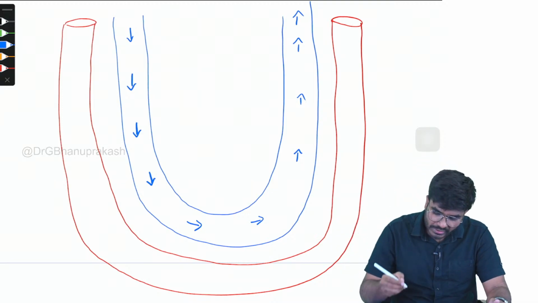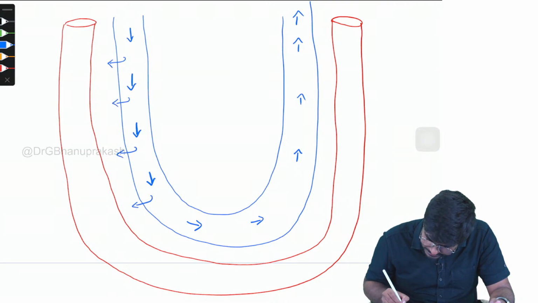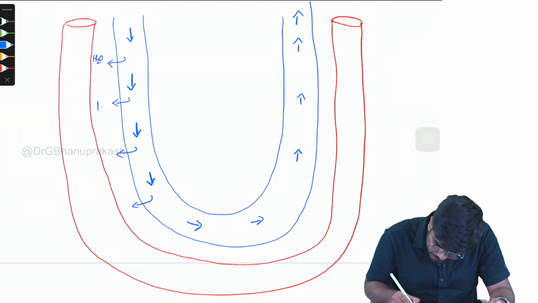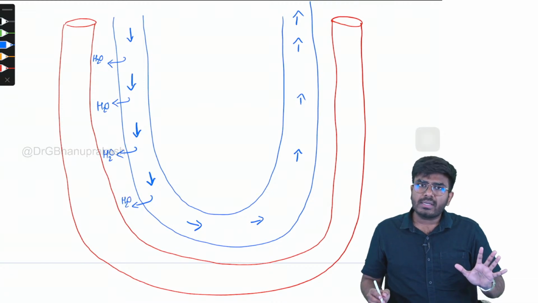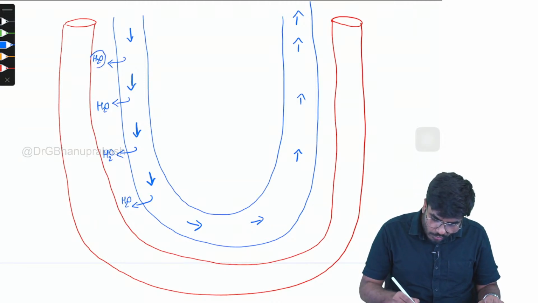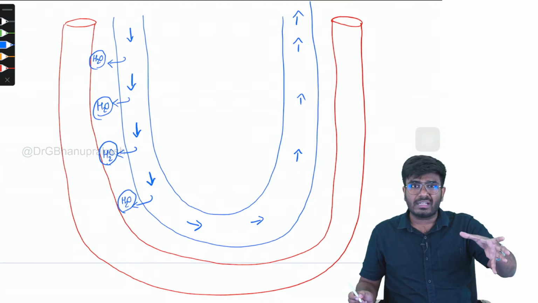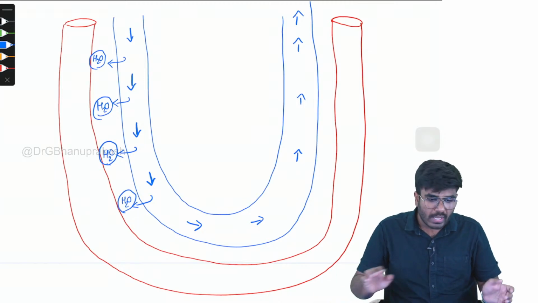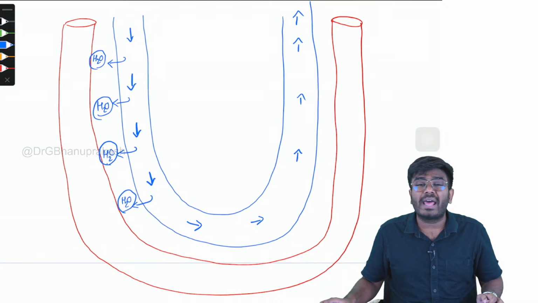Now, what is the important event in the descending limb of loop of Henle? I have discussed with you, in the descending limb of loop of Henle, water is getting reabsorbed. Now, my question is, if water is getting reabsorbed, where is this water going? Water is going first into the medullary interstitium. Now, if you are putting this water into the medullary interstitium, what will this water do? This water will wash away the solutes, so that medullary hyperosmolarity will be affected.